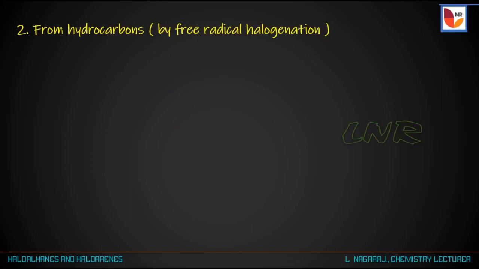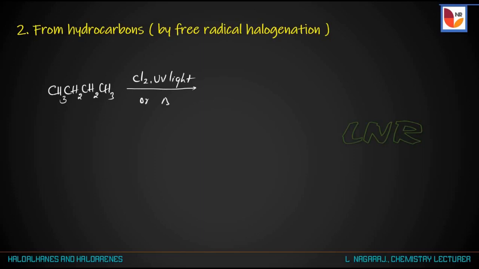Next method, let us study how we can get alkyl halides from hydrocarbons. That is, the free radical chlorination or bromination of alkanes gives a complex mixture of isomeric mono and polyhaloalkanes, which is generally difficult to separate as a pure compound. For example, let us take butane, CH3CH2CH2CH3.